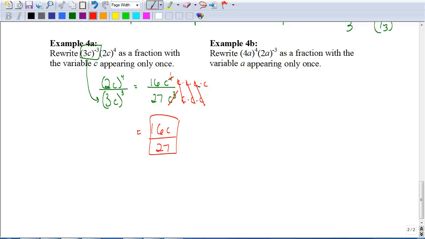Why don't you guys try the next one on your own? So hit pause and then hit play when you're ready to check your answer.